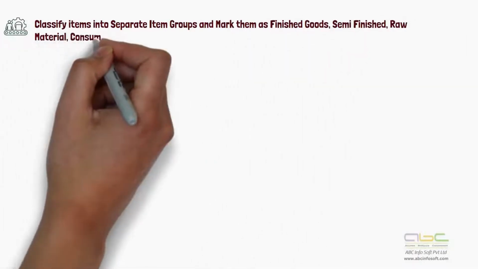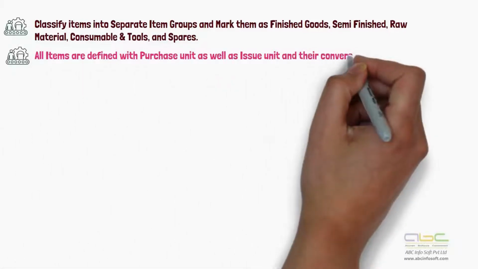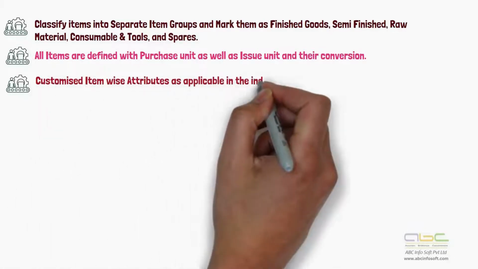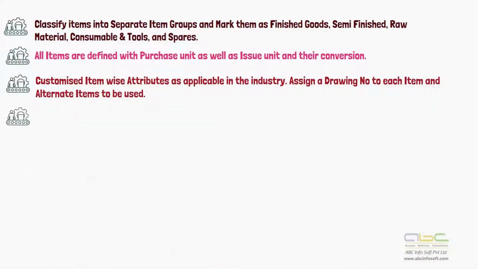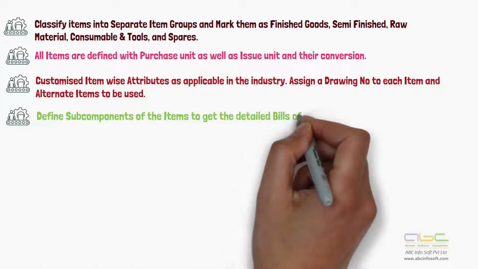Key features: classify items into separate item groups and mark them as finished goods, semi-finished, raw material, consumable, and tools and spares. All items are defined with purchase unit as well as issue unit with their conversion. Customized item-wise attributes as applicable in the industry. Assign a drawing number to each item and alternate items to be used. Define subcomponents of the items to get the detailed bills of quantity, BOQ.